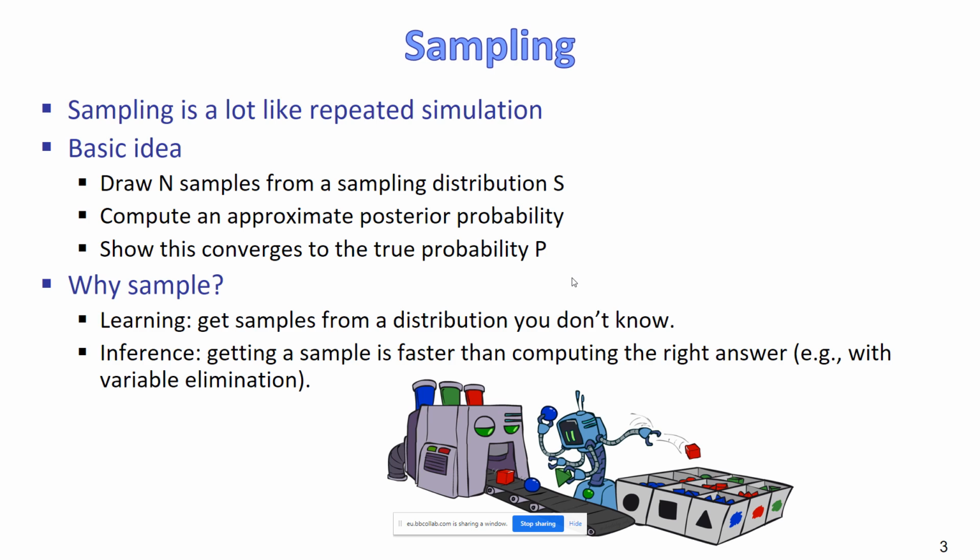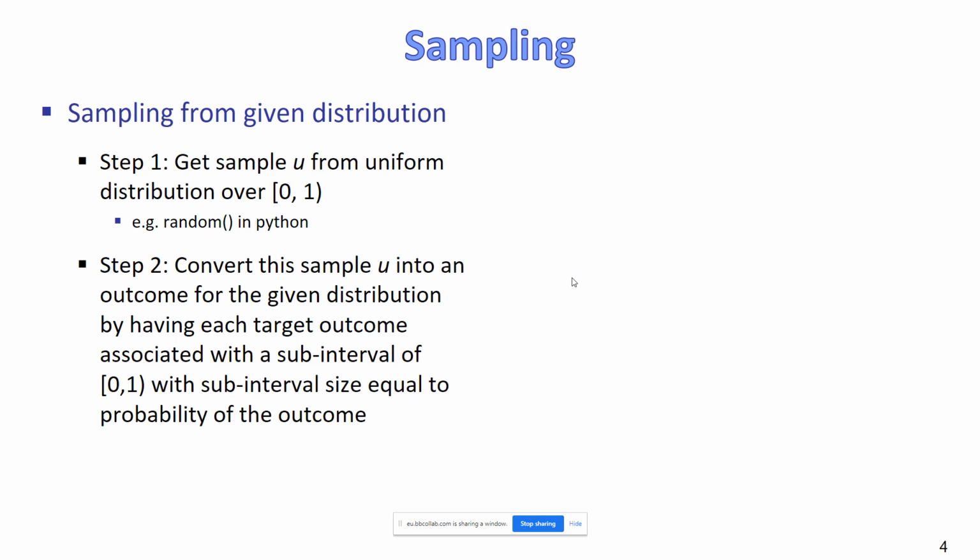Why should we do this sampling? Sometimes we want to learn the distribution, and it is complicated. It is computationally expensive to get the entire distribution. So instead of computing the exact distribution, we will get samples from the network, and from these samples, we can approximate the distribution. Of course, that would be much faster than computing the exact answers or the exact values. Let's now talk about how we do this sampling.